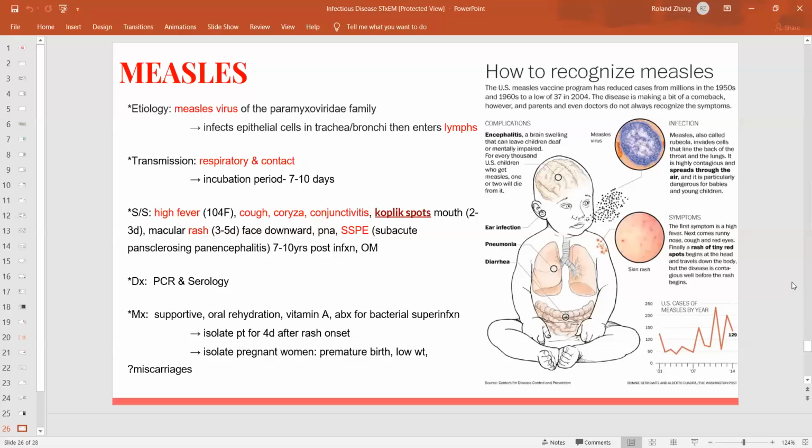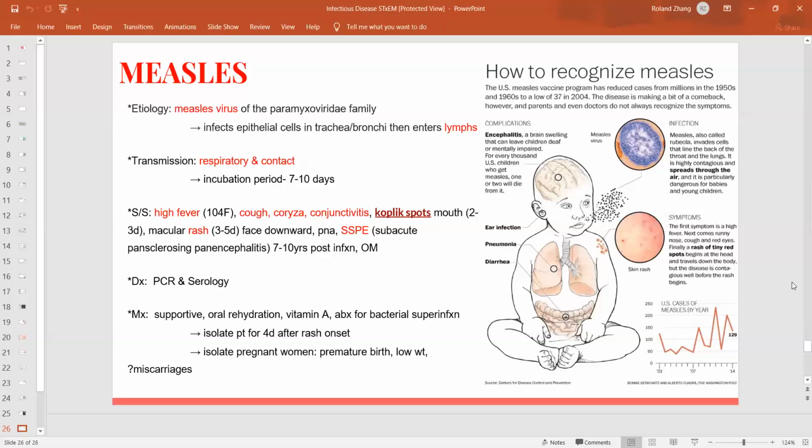These patients generally have high fever. They cough. The 3 Cs are cough, coryza, and conjunctivitis. And often in kids, you will see these Koplik spots, which are kind of like white spots at the posterior oropharynx. And they will have a macular petechial rash from the face downward. And if it's bad enough, they can develop viral pneumonia along with bacterial co-infection.